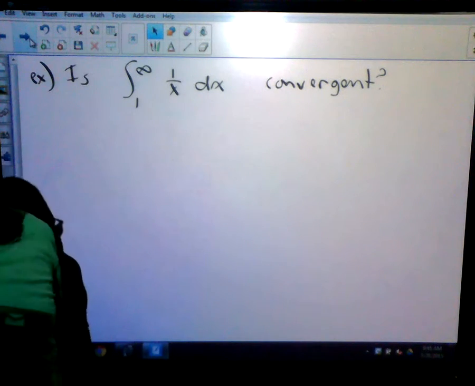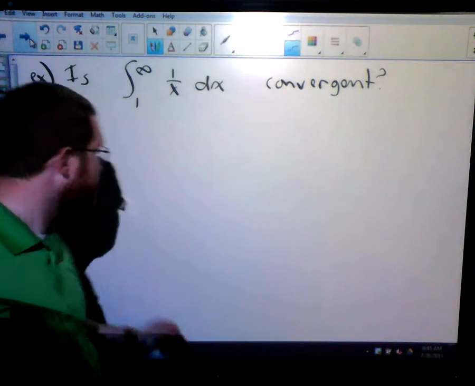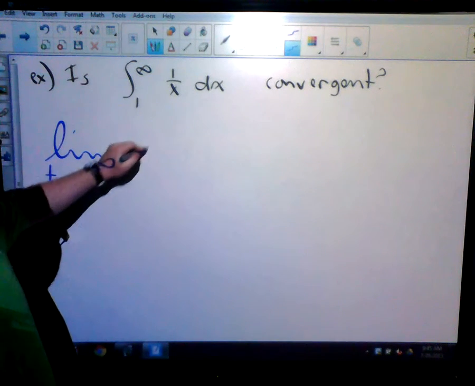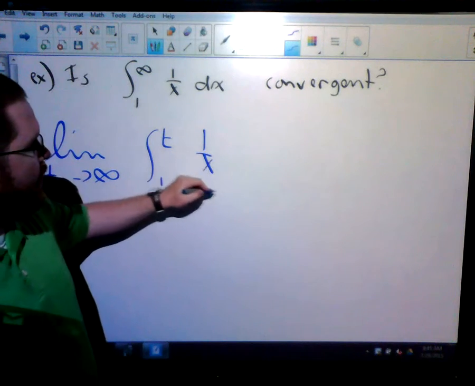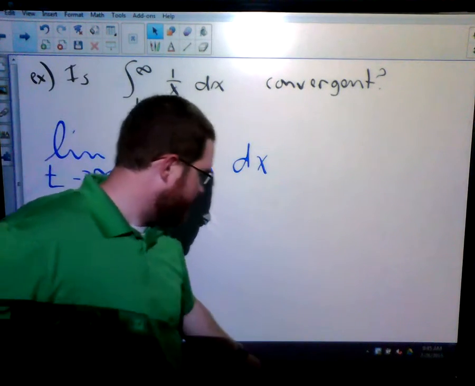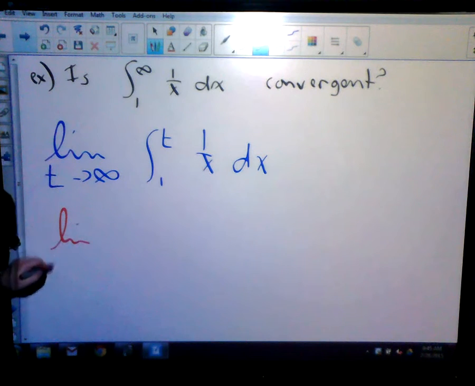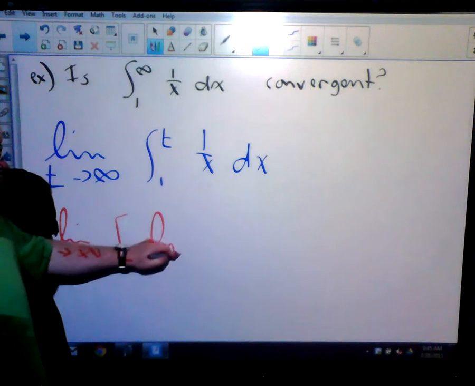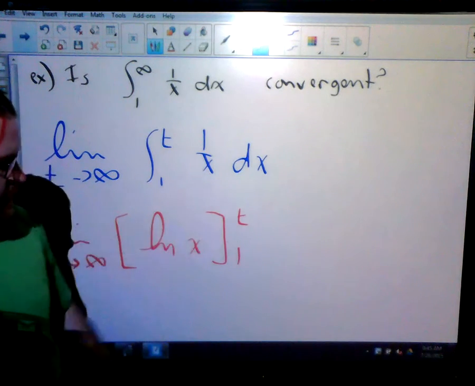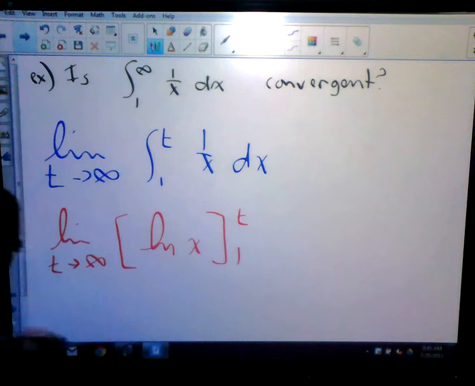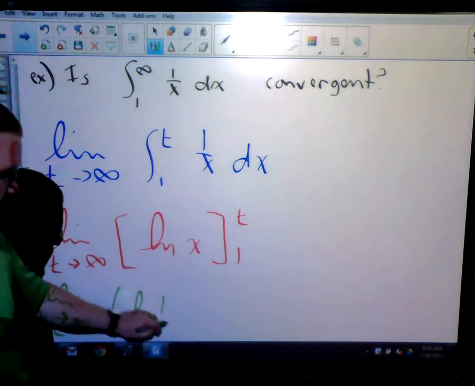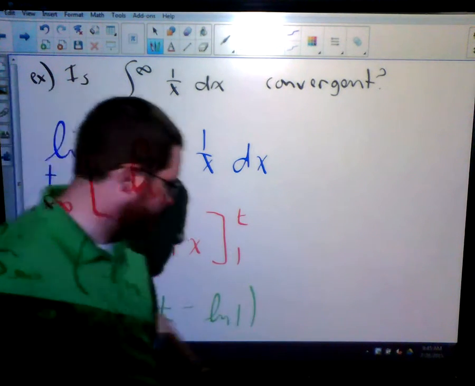So we did 1 over x squared a second ago. Let's try 1 over x. So that's the limit as t goes to infinity, 1 to t, 1 over x dx. What's the integral of 1 over x? It's the natural log of x from 1 to t. This is going to tell me it's the limit as t goes to infinity of the natural log of t minus the natural log of 1.